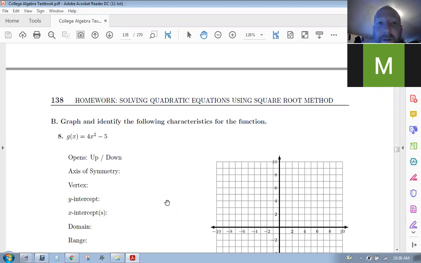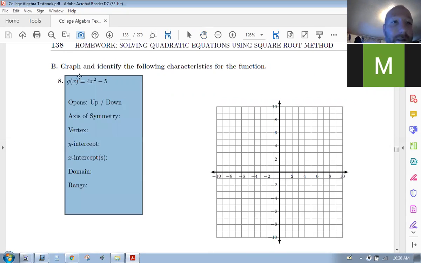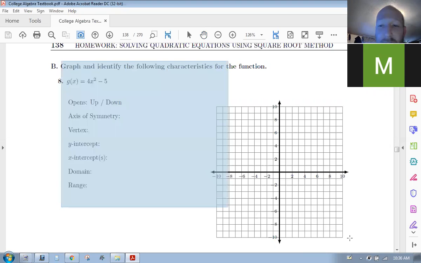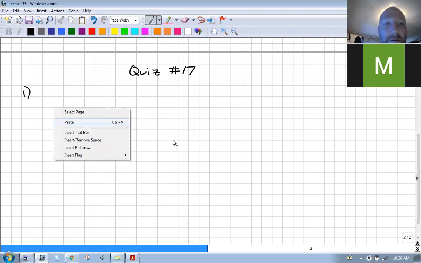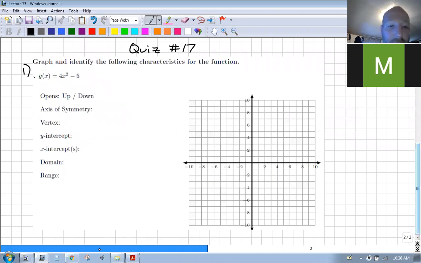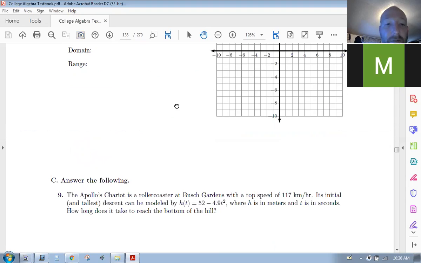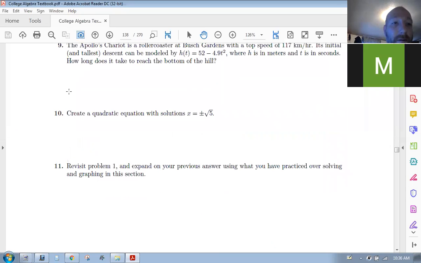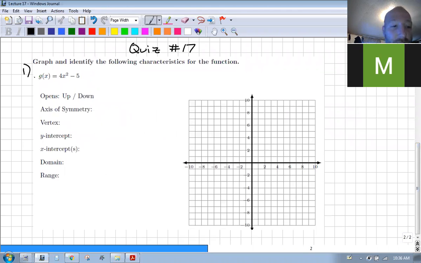Okay. On page 138, we can do this one here. Guess I need to do this one. Here's our number one. And this will be our number two.